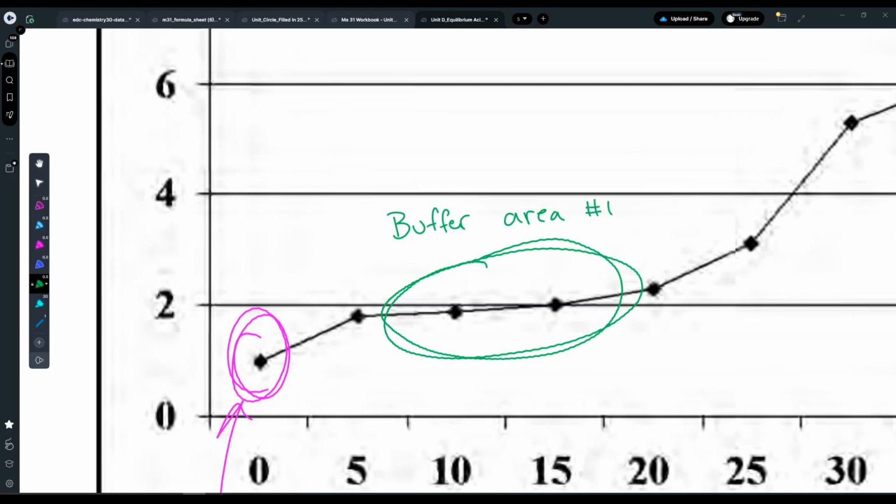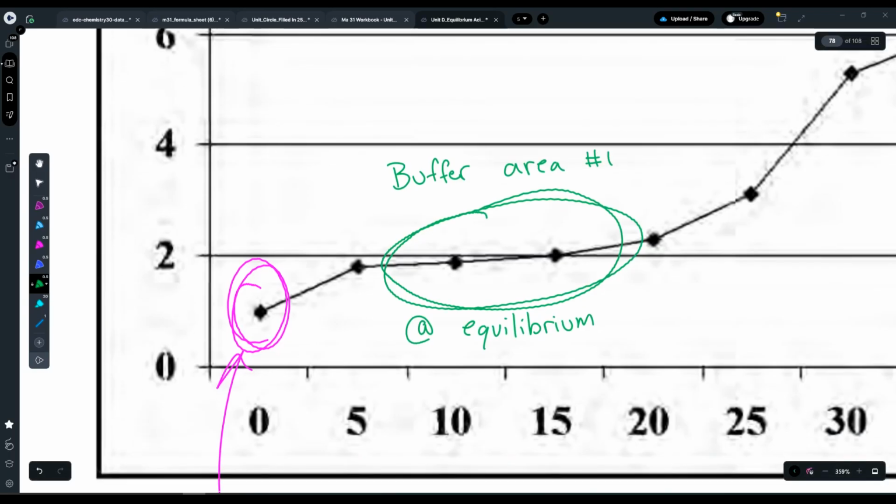So this is where we're going to have our first equilibrium reaction. So we're going to have an equilibrium here. This means when we are writing out the reaction for a buffering area, because it's at equilibrium, at least temporarily, you would have to write the equilibrium arrows.